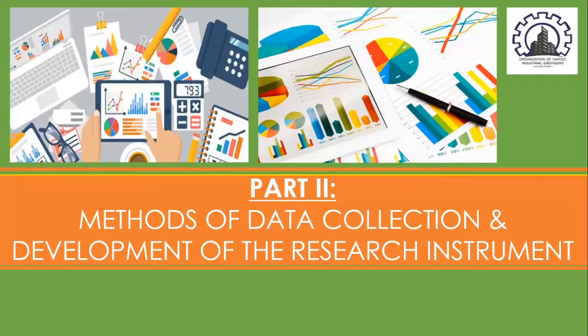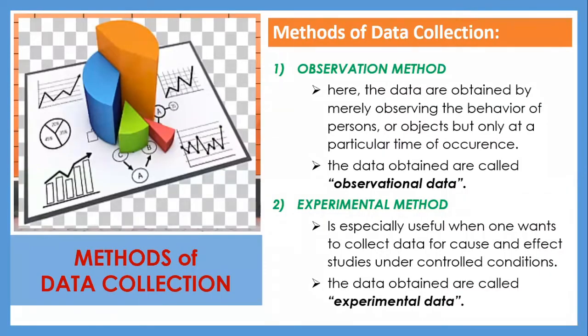Now, under methods of data collection, we have 7 types, and one of those is the observation method. And the observation method is the most simple data collection technique. Here, the data are obtained by merely observing the behavior of persons or objects, but only at a particular time of occurrence. And the data obtained is called an observational data. In observation method, the researchers usually make use of their human senses. We have the sense of hearing, the sense of sight, the sense of smell, the sense of touch, and the sense of taste. So this is usually employed during observation method of data collection.